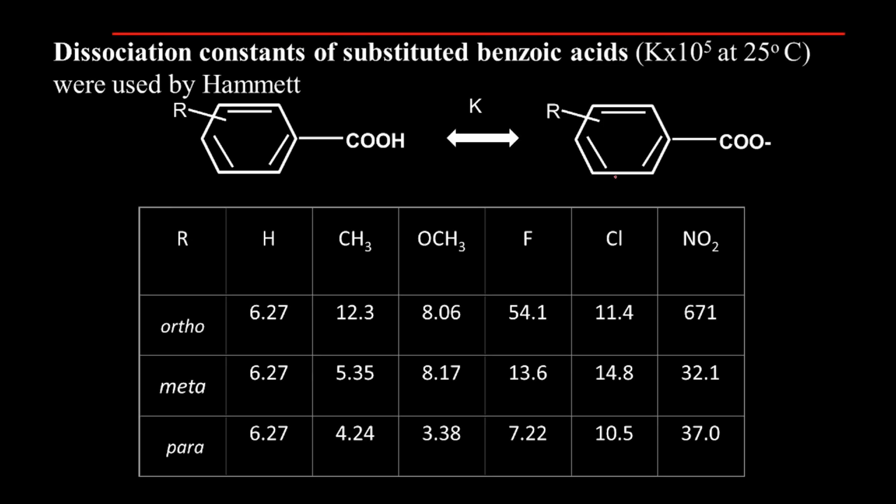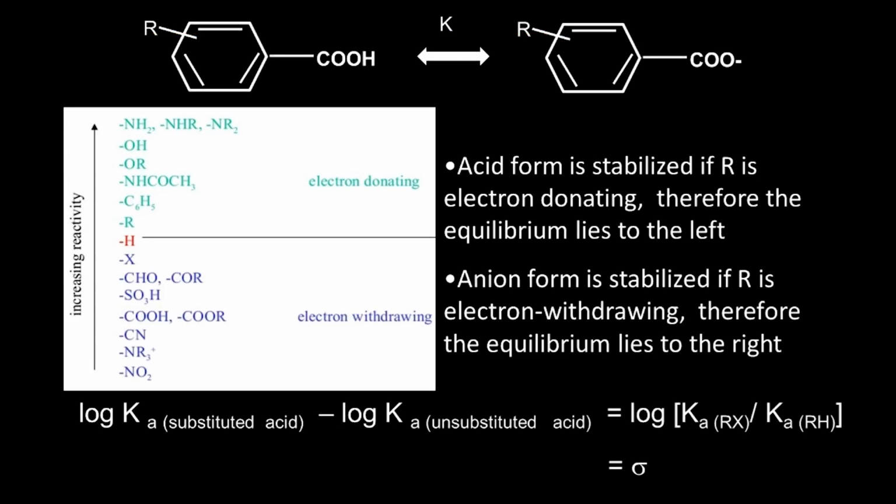Electron withdrawing or donating groups affect the stabilization of the anion. COO minus is called the anion. The electron donating groups we have are R, OR, OH, they're all electron donating groups, whereas the electron withdrawing groups we have here, X could be chloro, bromo, iodo, then CHO, COOH, CN, NR. These are all electron withdrawing groups.